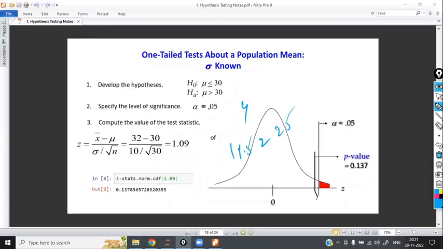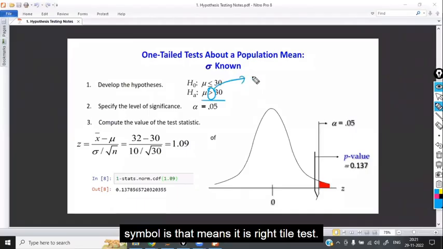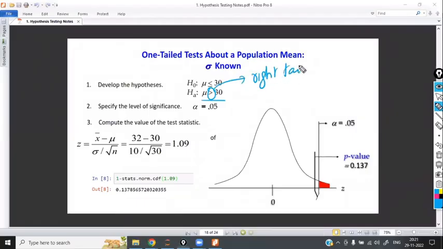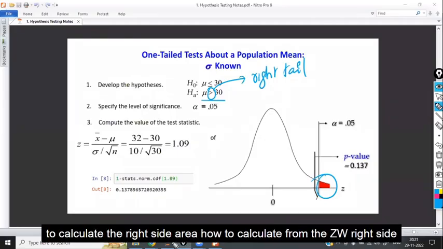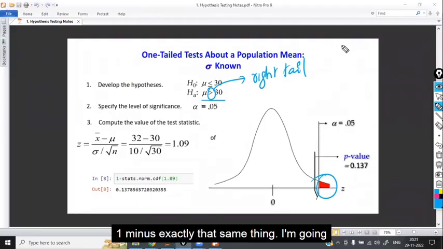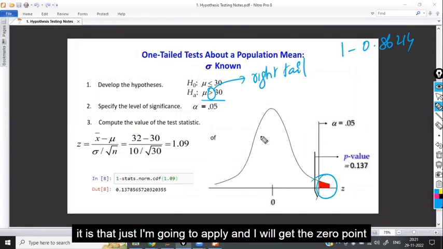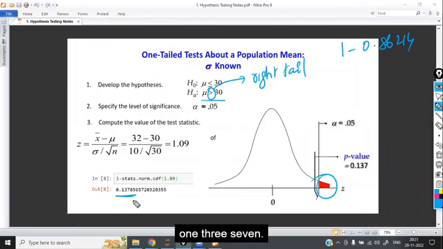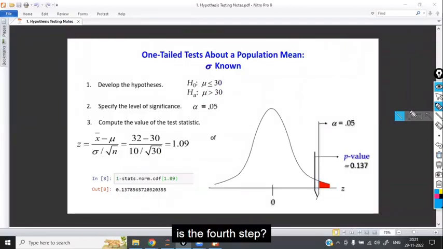When are you going to reject? When it is greater than 30. The greater than symbol means it is a right tail test, so right side rejection will be there. So you want the right side area. How do you calculate the right side area from the Z table? 1 minus. That same thing I'm going to apply: 1 minus 0.86214, and I will get 0.137.